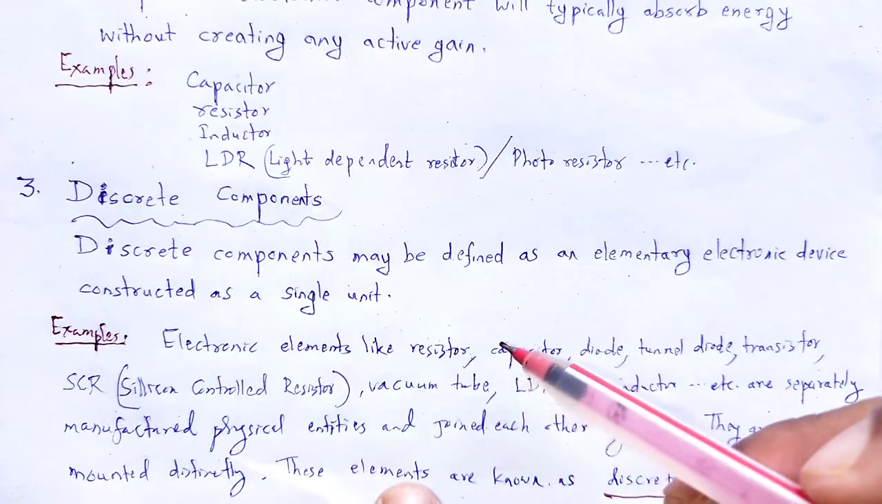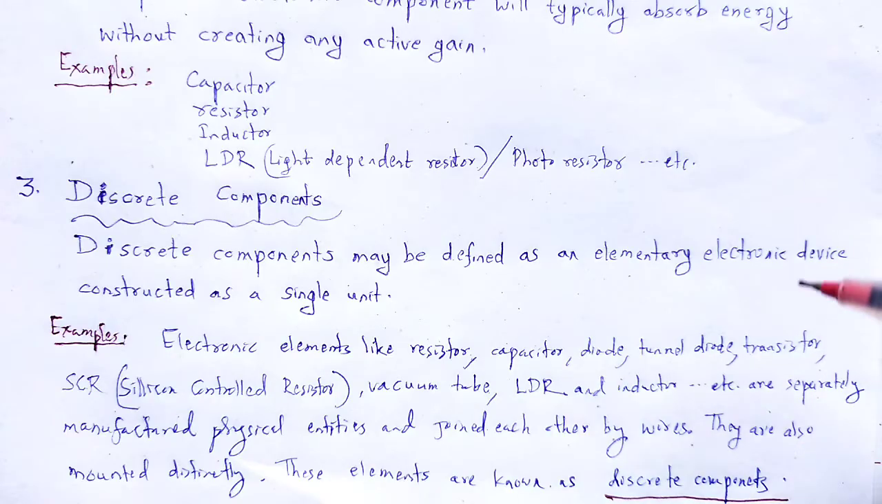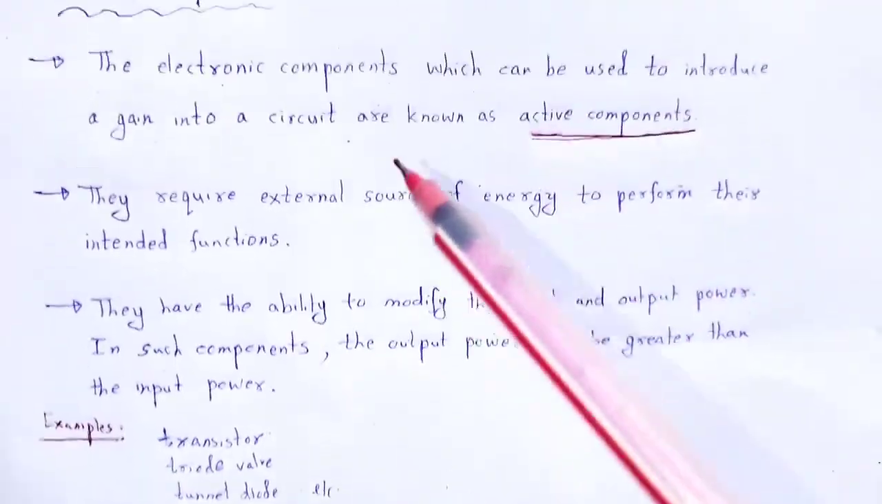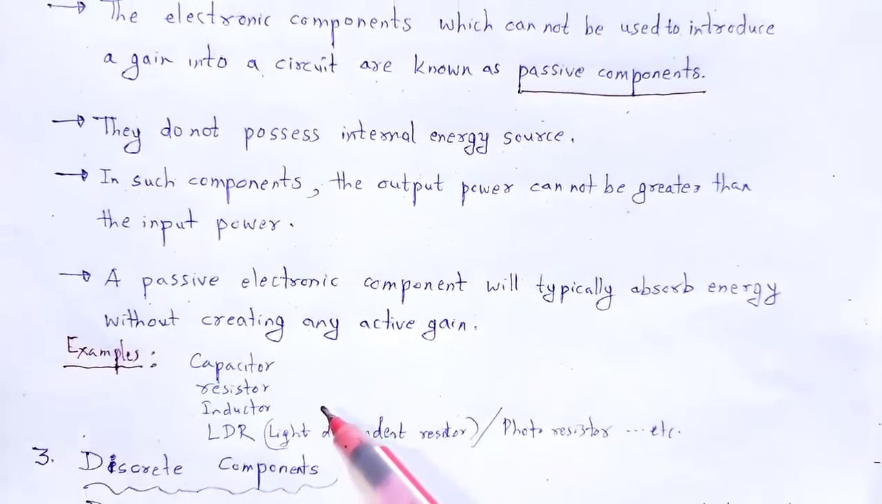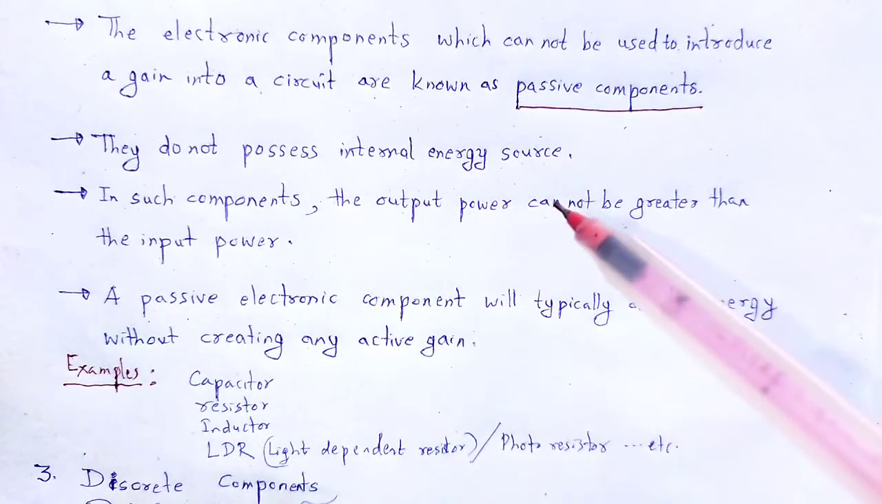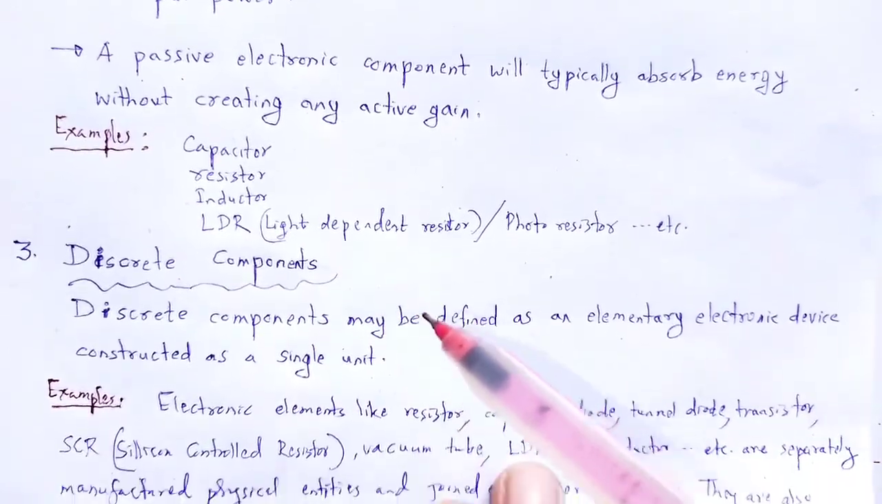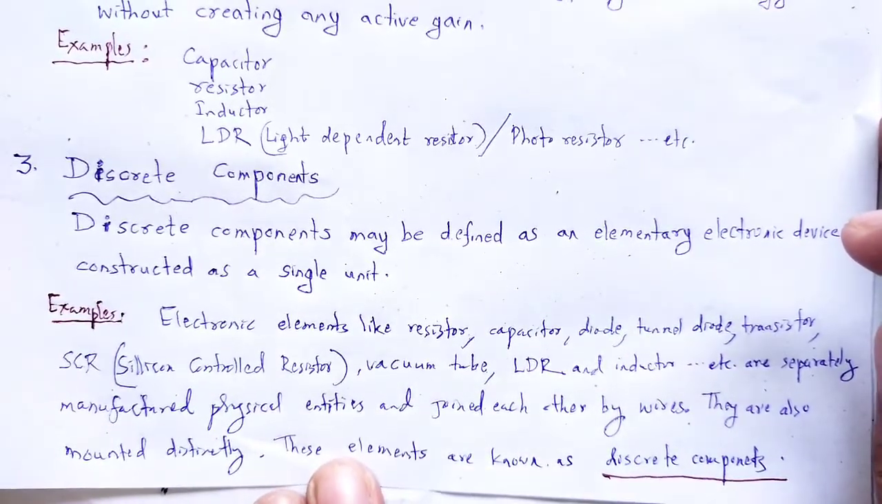As these elements are manufactured individually and mounted distinctly inside a circuit, they are considered discrete components. In this way, the electronic components are classified as active components and passive components on the basis of their mode of operation, and discrete components on the basis of their manufacturing way.